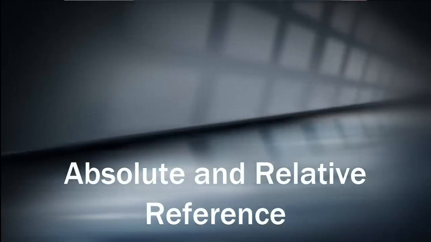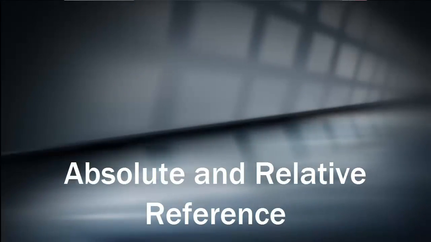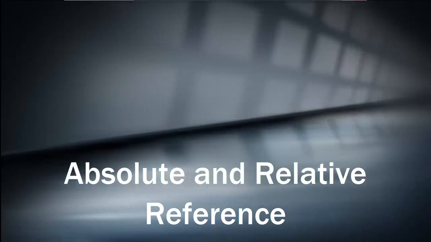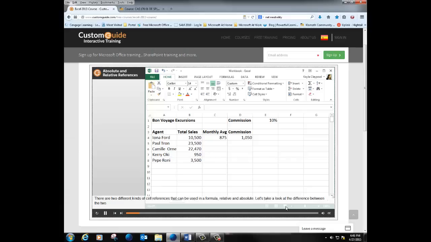There are two different kinds of cell references that can be used in a formula: relative and absolute. Let's take a look at the difference between the two. First up is relative, which is the default formula type. Click cell C4 to take a closer look at the formula.